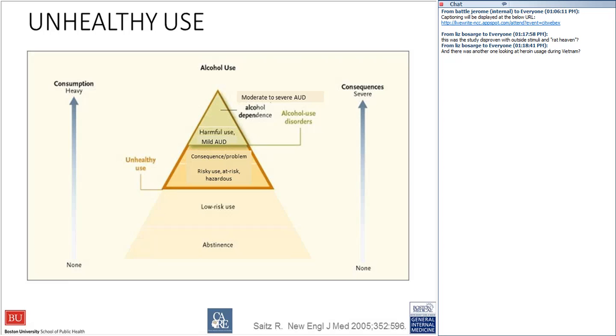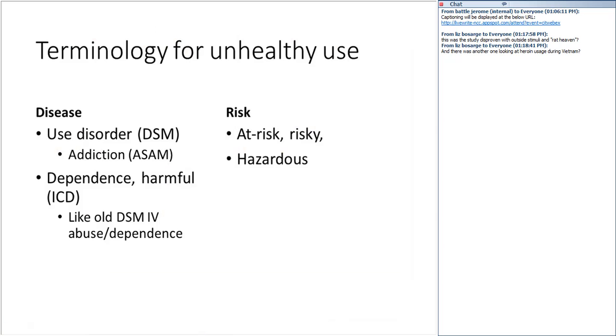And they may differ by substance, too. So we know that even one use of cocaine might lead to ventricular fibrillation and sudden death. So a use of cocaine could be risky use even without having a disorder. So this is what I think of as the spectrum of unhealthy use, and it's not all one thing. It's not always a disease or a disorder. Sometimes it's use that risks health consequences. So this is what I would suggest for the terminology for that spectrum.